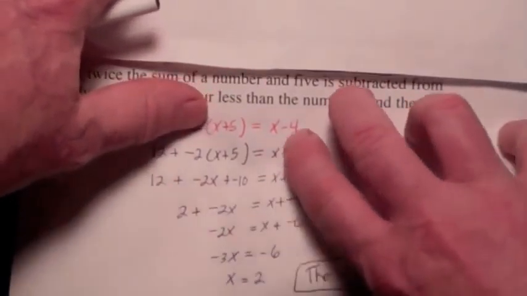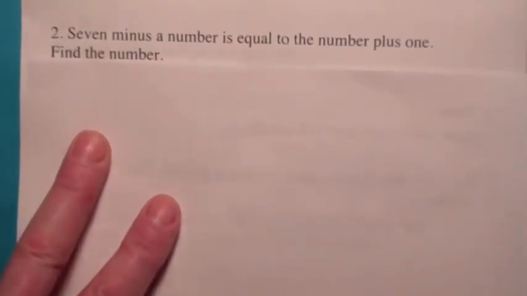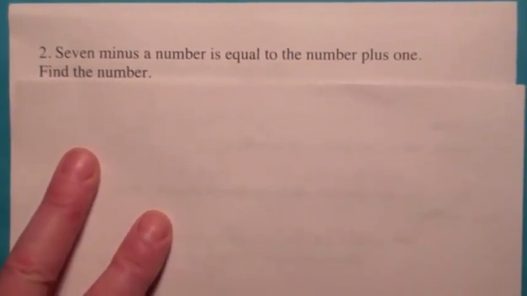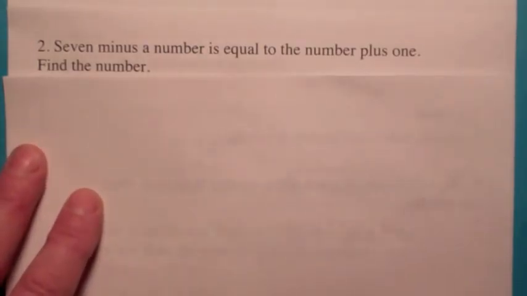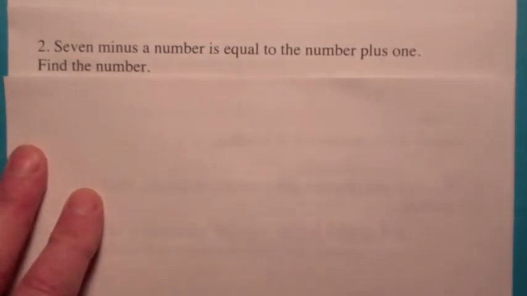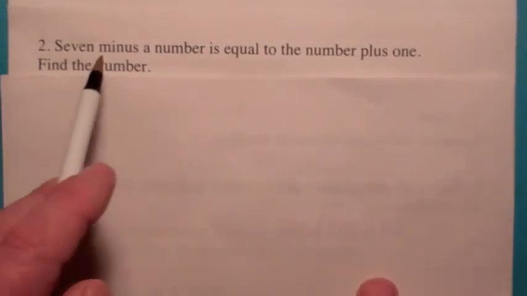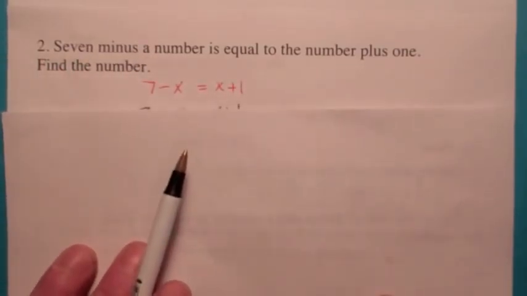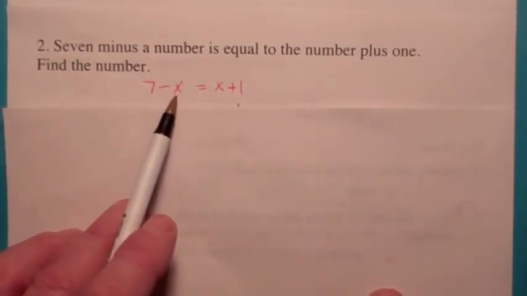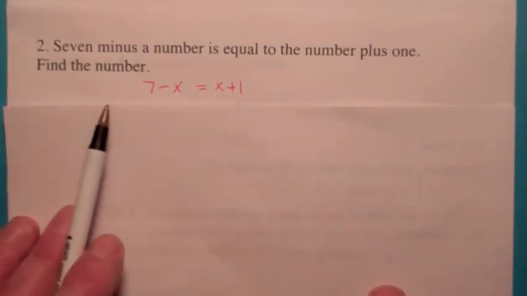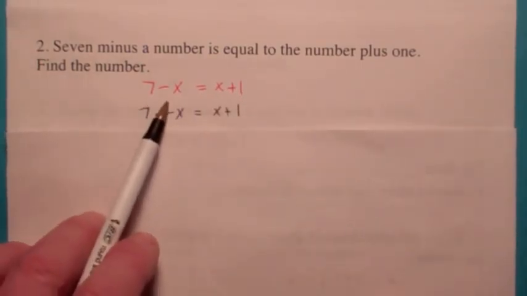The key is translating it right. Alright, so this one, let's see. 7 minus a number is equal to the number plus 1. So it's 7 minus the number. So you get 7 minus x is equal to the same number plus 1. So there it is. That's the equation.